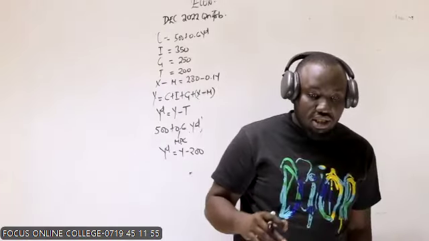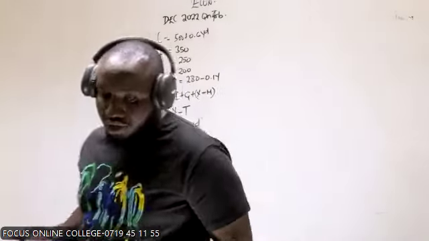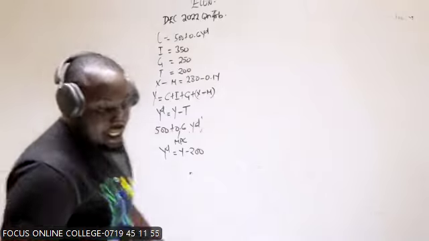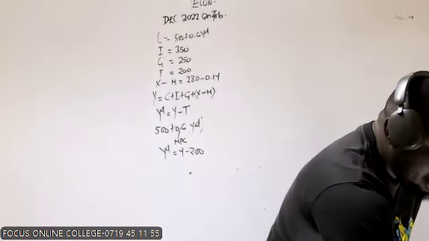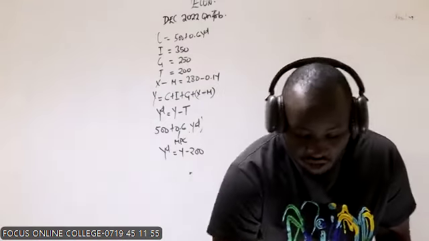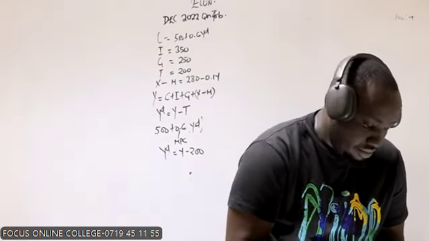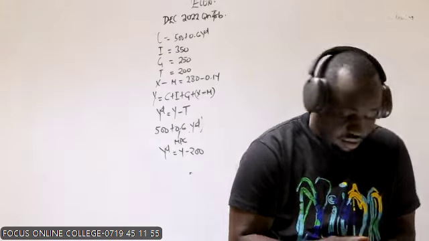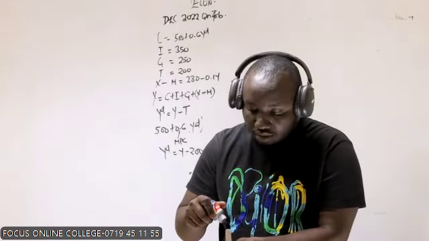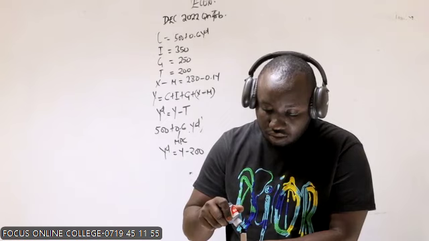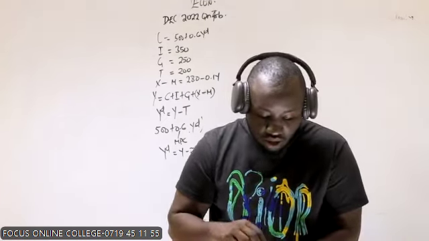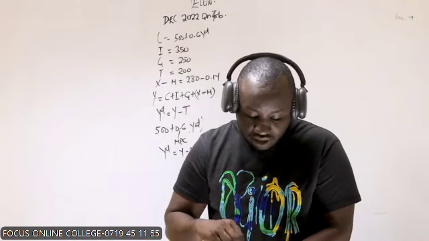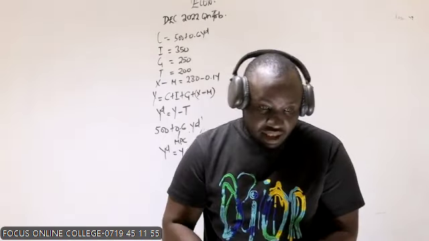Kindly respond with a yes. That is Y minus 200. If we agree on Y minus 200, you give me a yes. So Y minus 200.